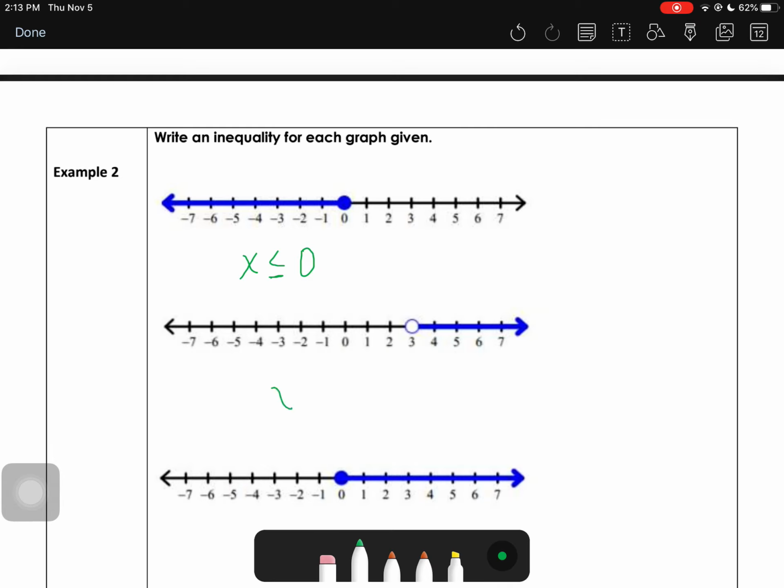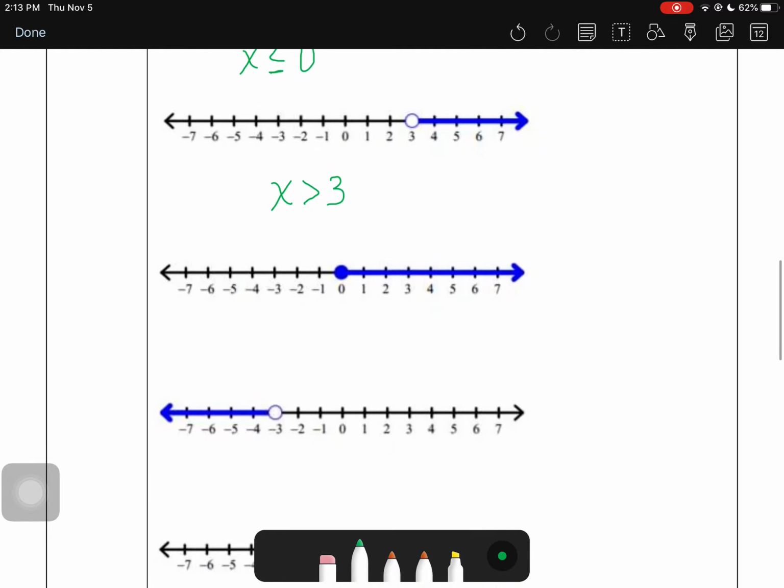In the next example, again, you pick your variable. It's shaded to the right, so it's greater. The number that has the circle is the 3, and since it's open, we do not put an equal sign underneath.